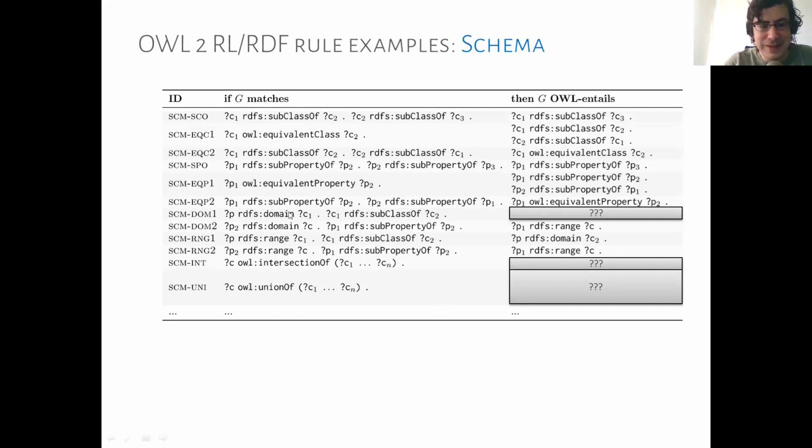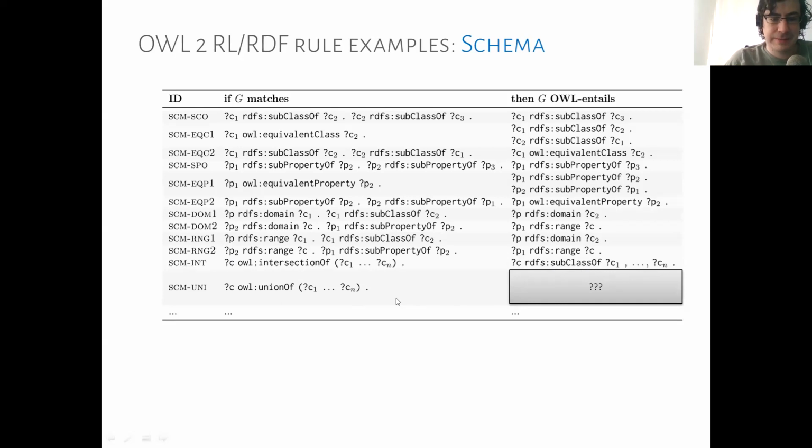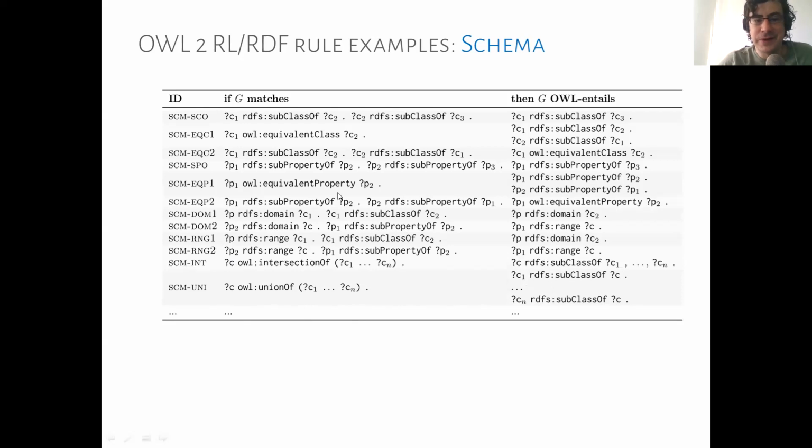Or if P is a domain of C1 and C1 is a subclass of C2, then we can infer that P domain C2. If C is an intersection of C1 to Cn, then C would be a subclass of each of C1 to Cn. Likewise, if C is a union of C1 to Cn, it goes in the other direction: C1 to Cn must be subclasses of C. So somehow it gives us some partial inferences at the level of schema, at the level of the definitions about classes and properties.